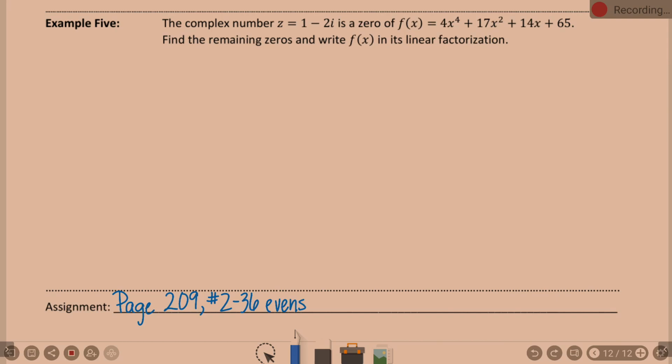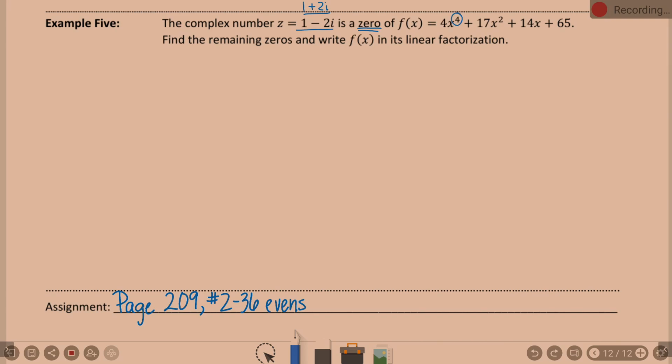Example 5, similar to what we just did, but we're going to tweak it a little bit. The complex number 1 minus 2i is a 0. They just gave me one of my answers of this lovely function. Find the remaining zeros and write in linear factorization. That's right, 1 plus 2i will be the other 0. So if 1 minus 2i is a 0, then we also know that 1 plus 2i is a 0. We now know 2 zeros. How many total zeros do we need, though? 4. We need to find 4 zeros.